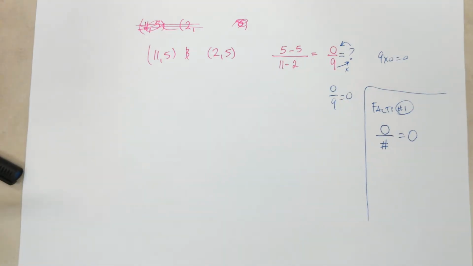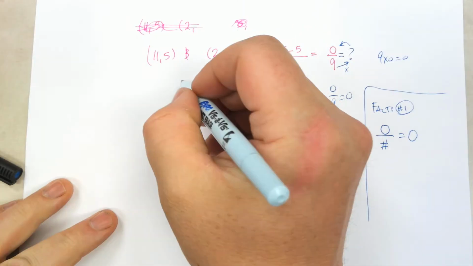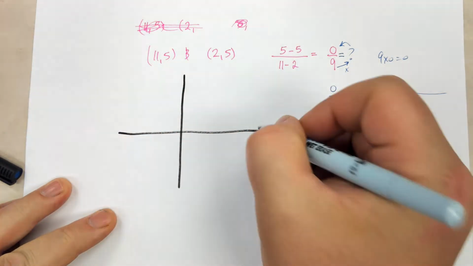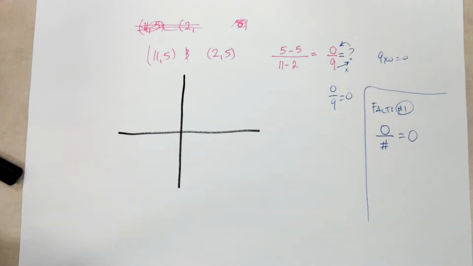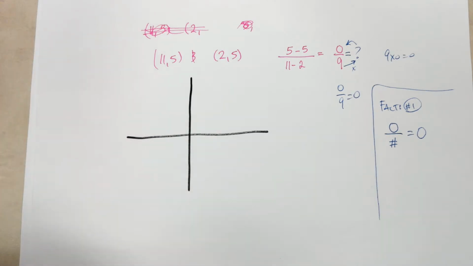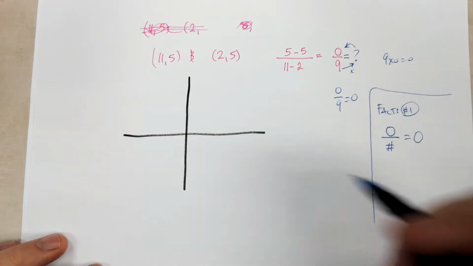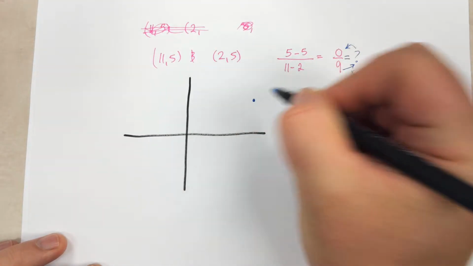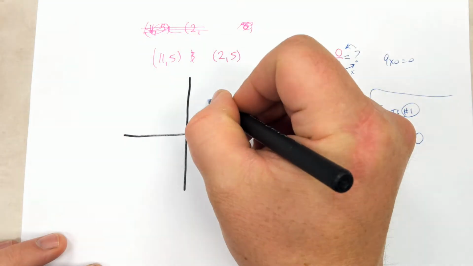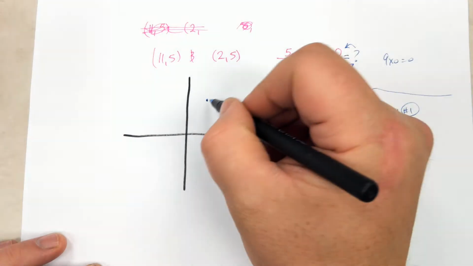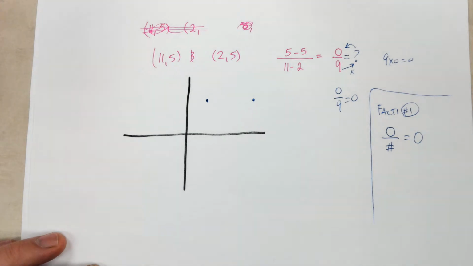Let's see what they look like. I know there's a lot of information, and I haven't even taught you how to do anything yet. Okay. So 11, 5 might be over here, and 2, 5 might be over there.